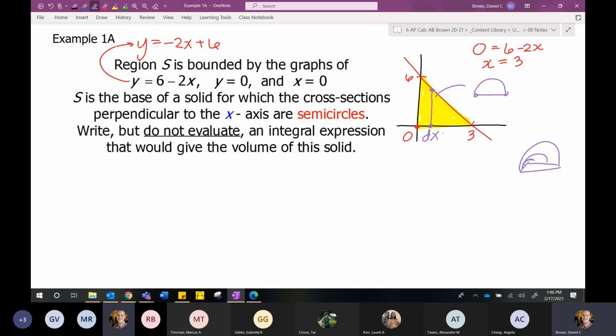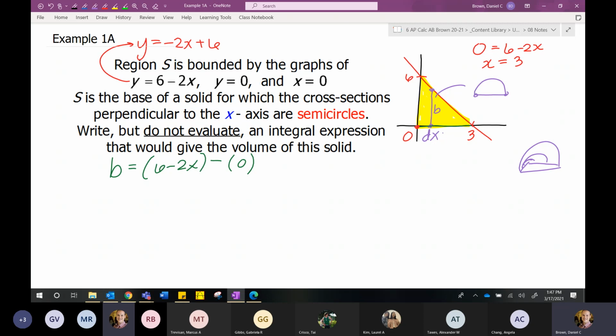So let's go ahead and write an expression for it. It tells us that the base is in S. So 3-step process. First step, we want to write an expression for the base. Since this is a dx problem, are we going to be top minus the bottom or right minus the left? Top minus the bottom. The top function is that line. What's technically the bottom function? 0. The bottom function is technically 0. Could I have left off that minus 0? Sure, it's just minus 0.